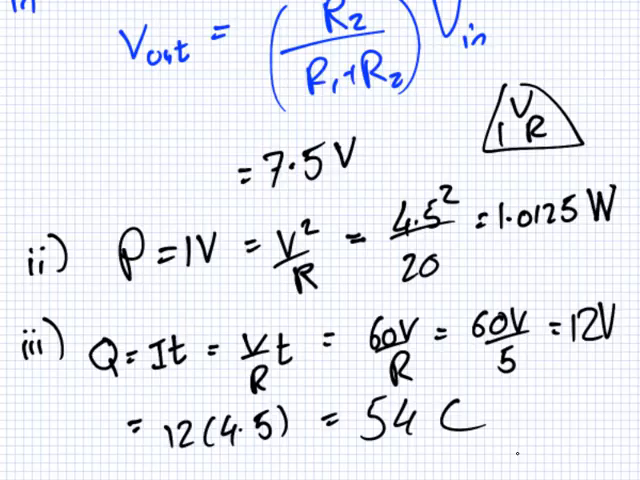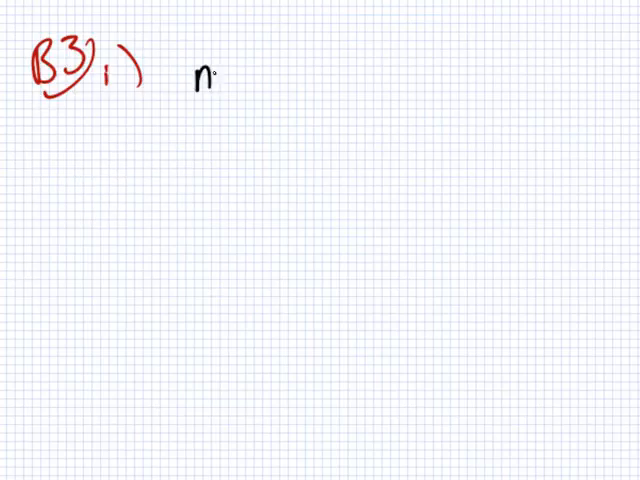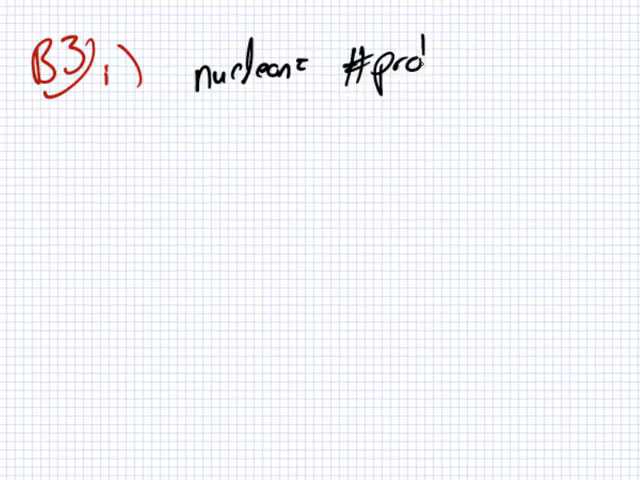Right, B3. Right, what's the nucleon number? The number of protons plus neutrons. I mean plus nucleons. No, plus neutrons, you're right.